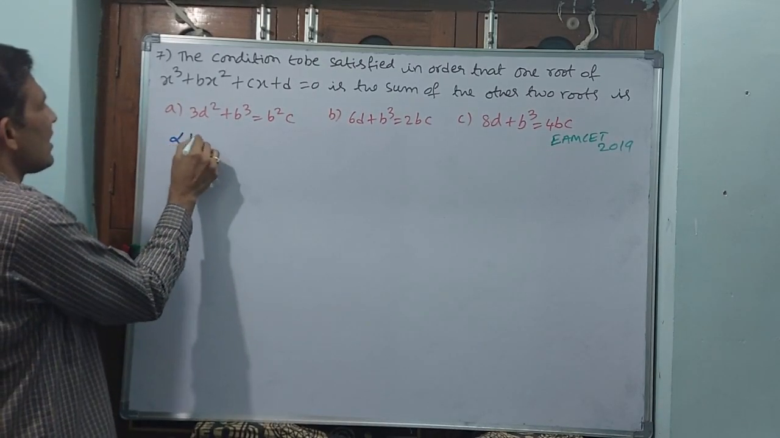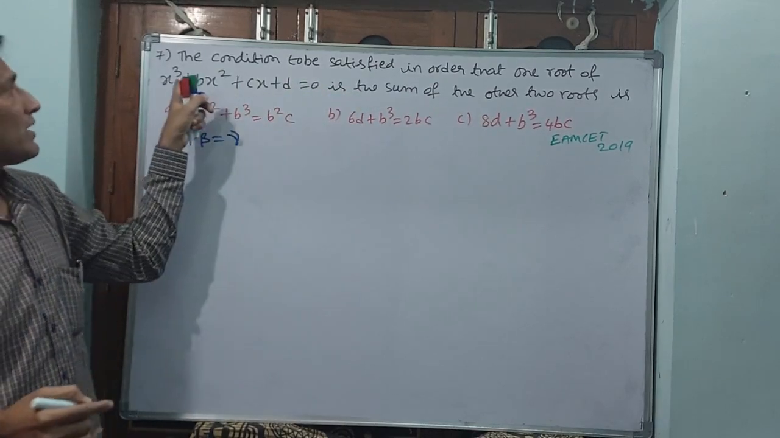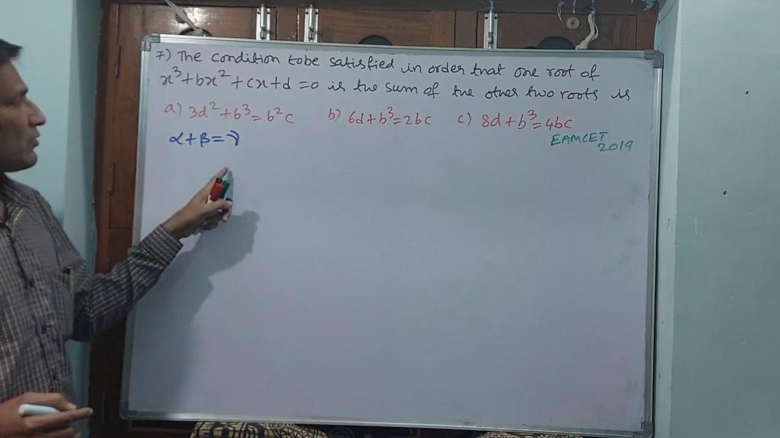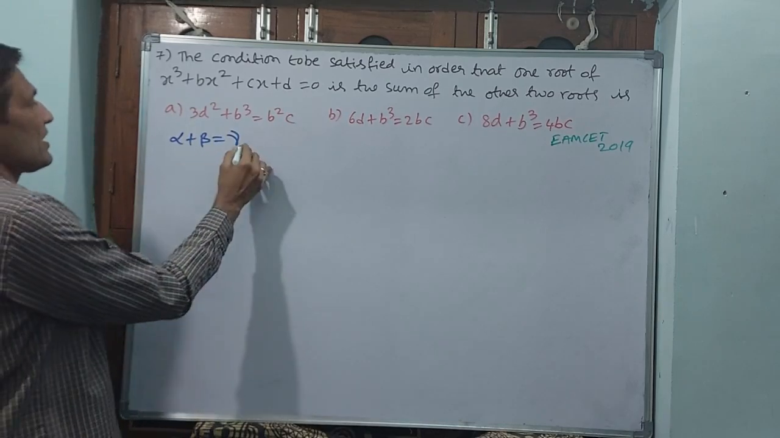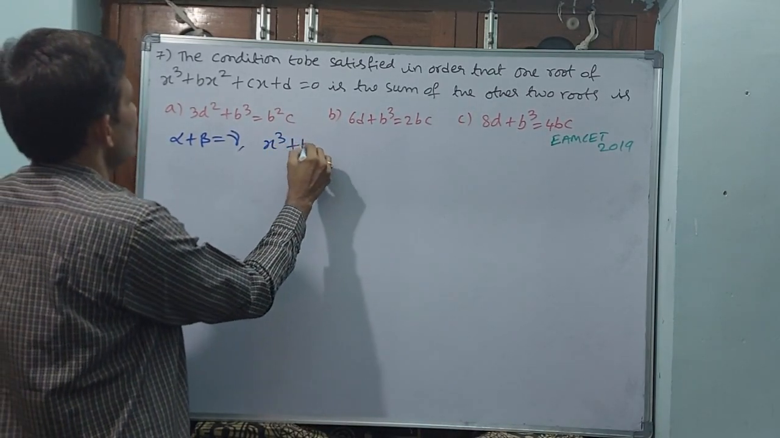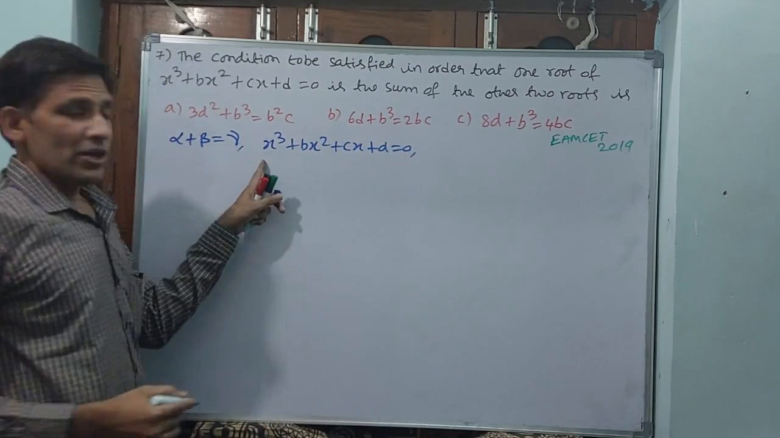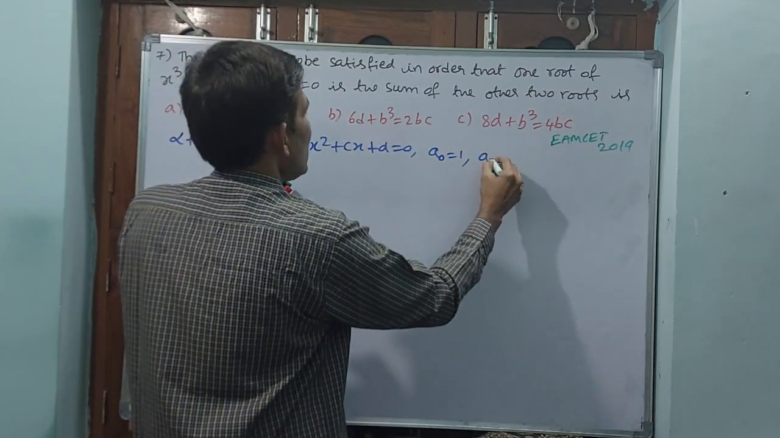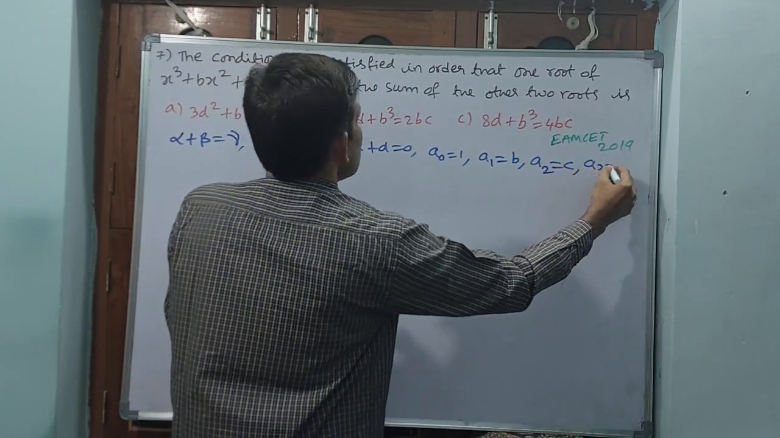That means shall I take alpha plus beta is equal to gamma? Why? Because it is a cubic equation, three roots will come, and among the three roots, the sum of two roots is equal to another root. Now write this equation and proceed as per the last question. x cube plus bx square plus cx plus d equal to 0. A0 is equal to 1, A1 is equal to b, A2 is equal to c, A3 is equal to d.